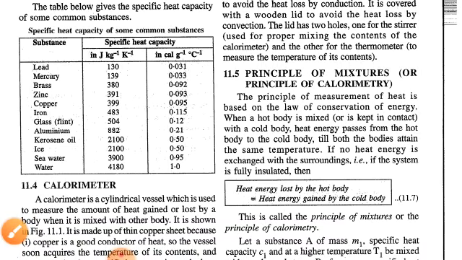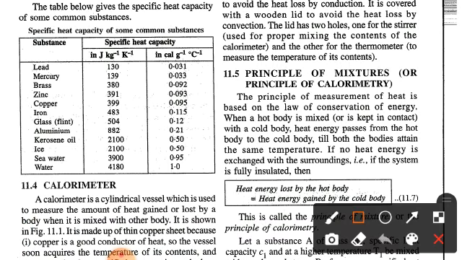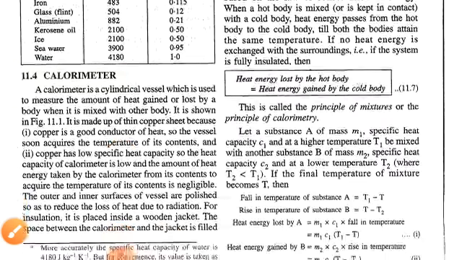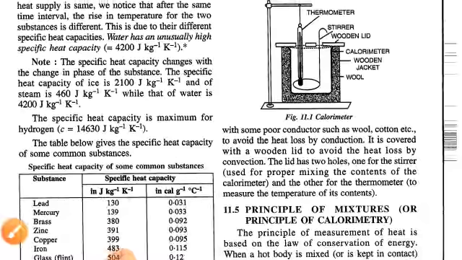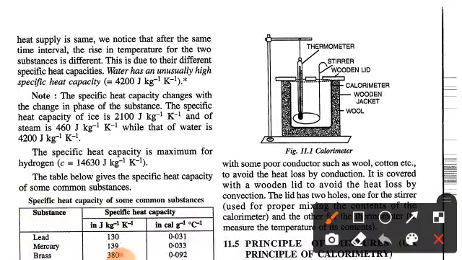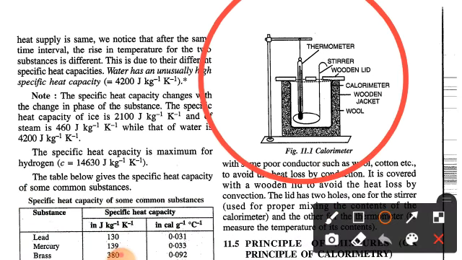Clear? Now we will discuss our most important topic, which is the calorimeter. What is a calorimeter? A calorimeter is a cylindrical vessel which is used to measure the amount of heat gained or lost by a body when it is mixed with another body. Clear? It is shown here in figure number 11.1. You can see here, this is the figure of the calorimeter. Clear?